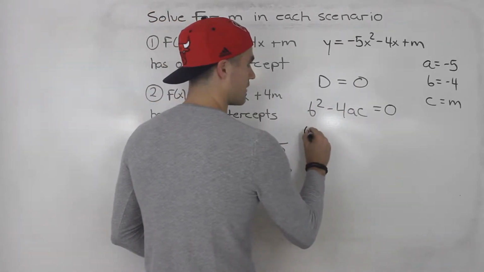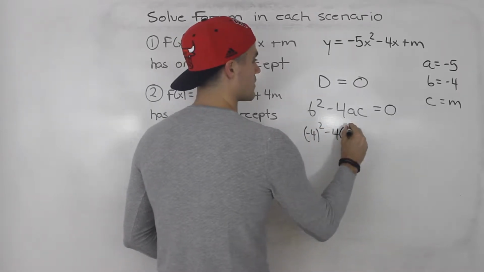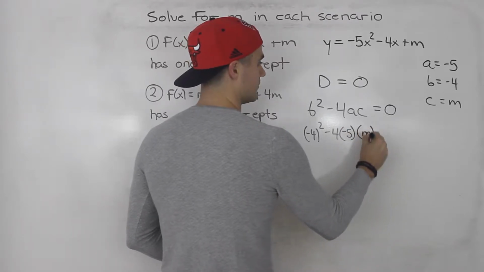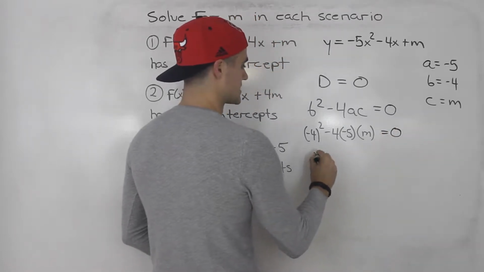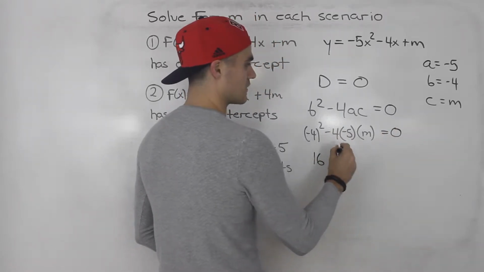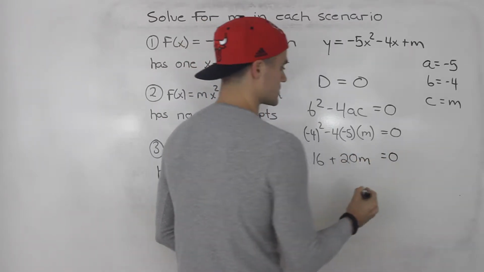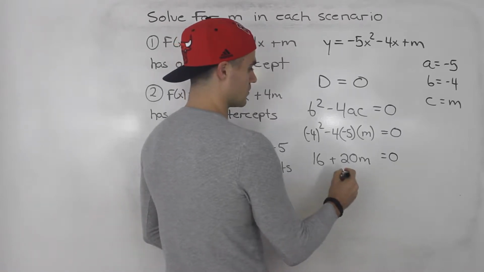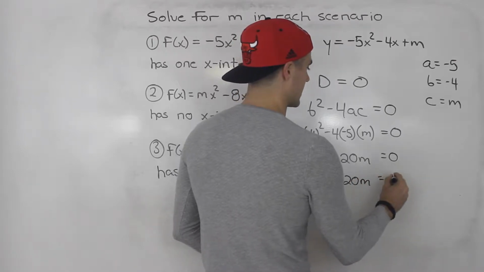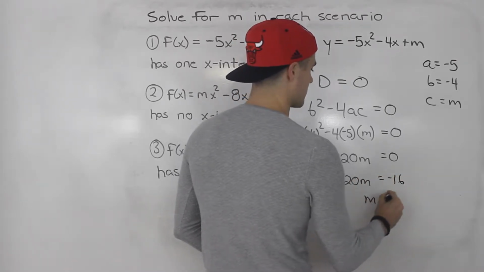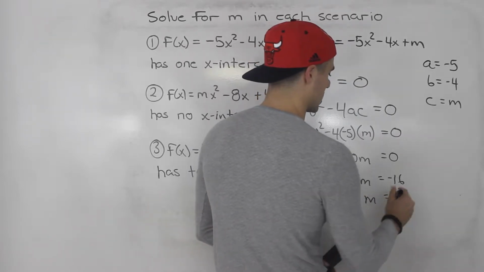So we'd have negative 4 squared minus 4 times negative 5 times m, the c value is m. That's going to equal 0. So this would be 16. Negative 4 times negative 5 times m gives us positive 20m. That's going to equal 0. So to isolate for this m here, bring the 16 over. So 20m equals negative 16. So m is what? Negative 16 over 20.